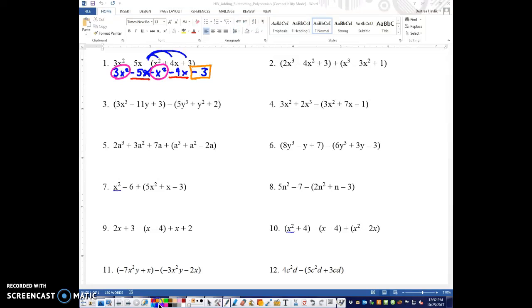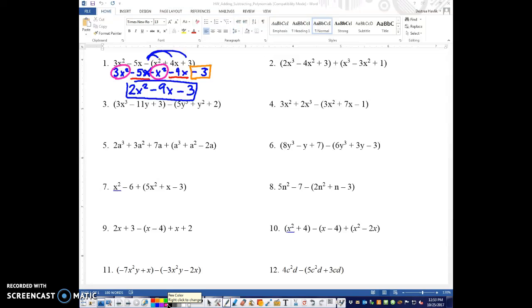Okay, we're going to write it in standard form. So look for the highest exponents first. That's this x squared, right? So we have 3 minus 1 x squared, right? Because there's an invisible 1. So that's 2x squared. Then we look to the next exponent, which is 1. So negative 5 minus 4. That's a negative 9x. And lastly, we write down our minus 3. Okay, not too hard, huh?